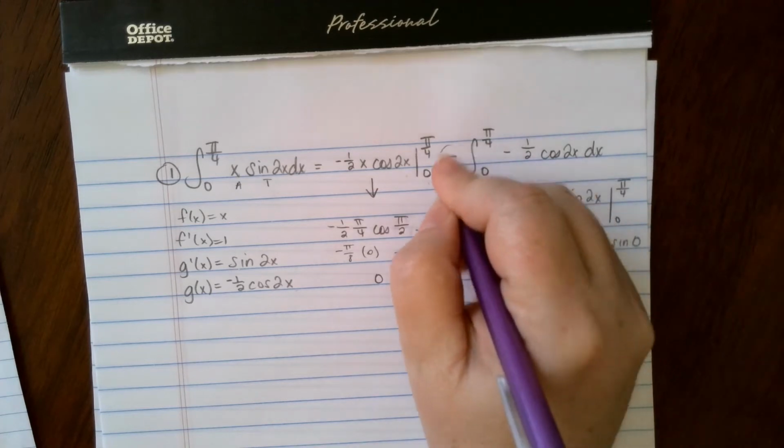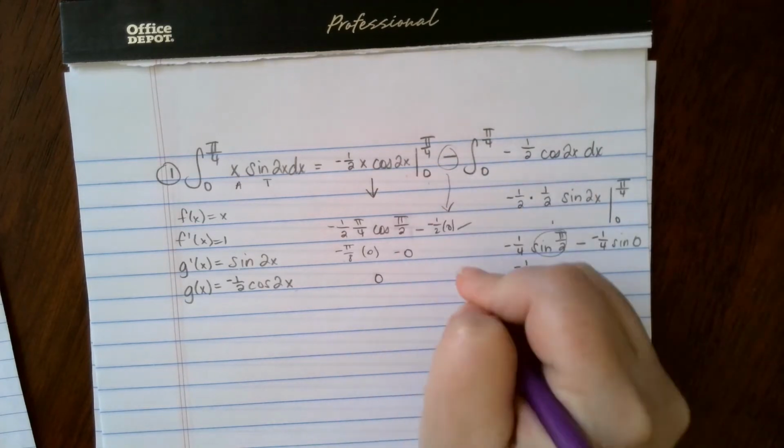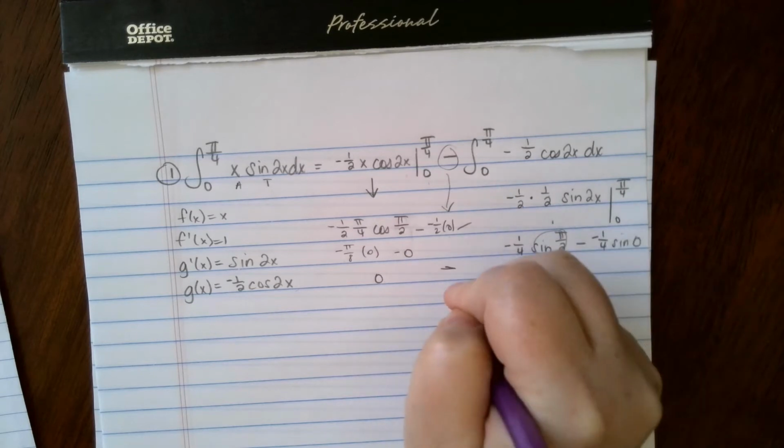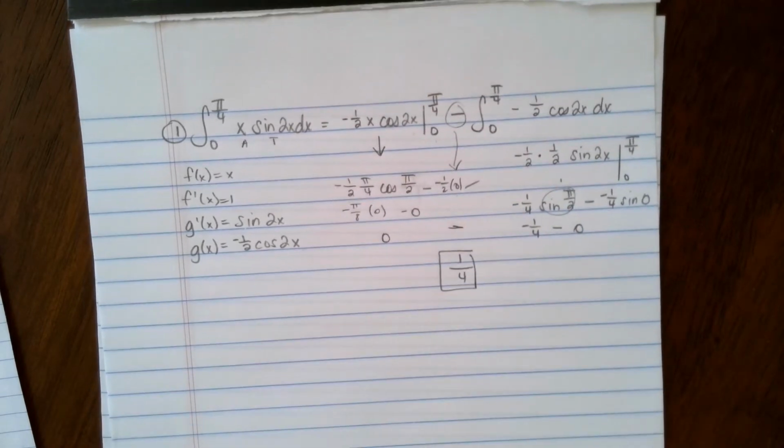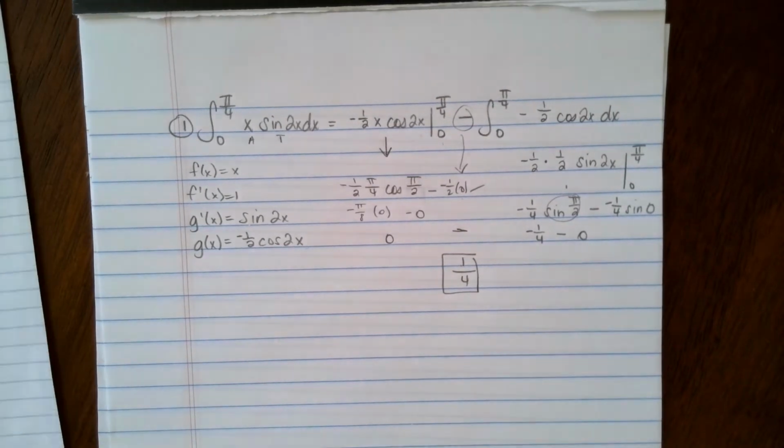So don't forget this little guy right here. You've got 0 minus a negative 1/4, which gives you your positive 1/4 for an answer. Okay, so that's number 1.